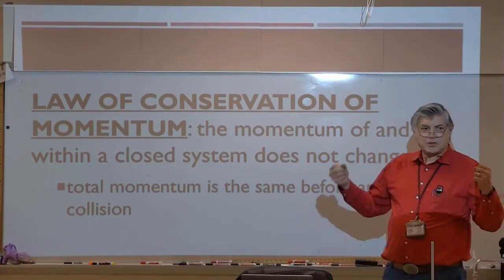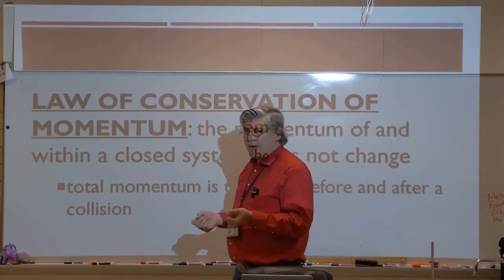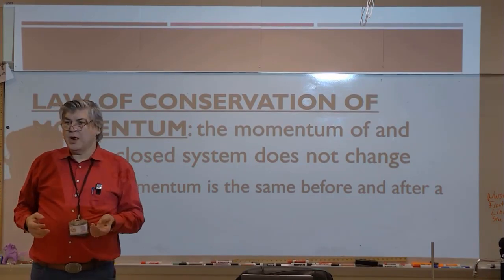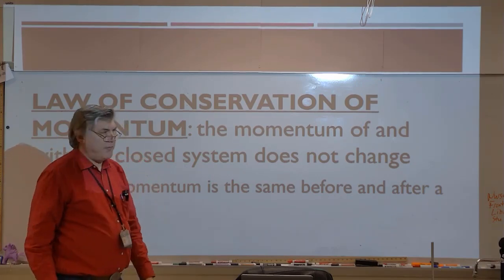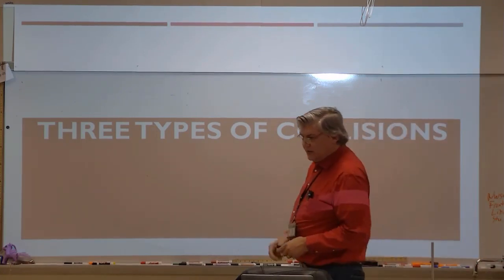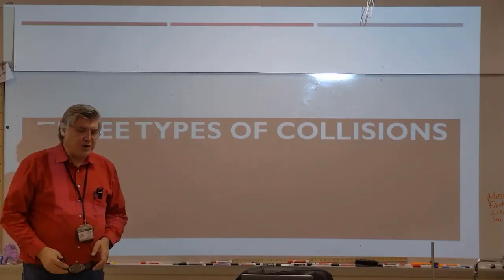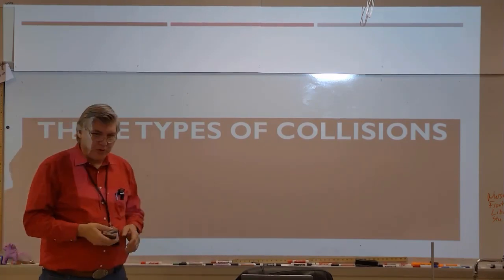So two objects have individual momentum, they collide, maybe they bounce or they stick together, whatever, but there's now a new momentum, and the total of what we had before has to equal the total after. There are three types of collision, so leave room for three sets of equations and three sets of notes. The equations you can put on the left, maybe some pictures, and the notes on the right.